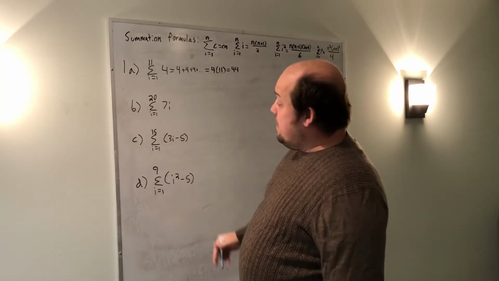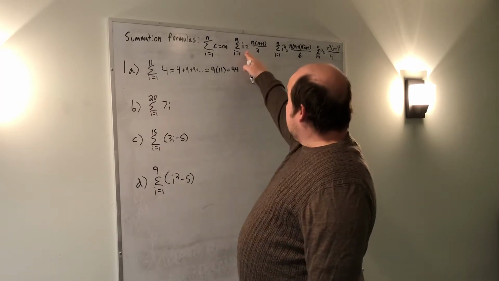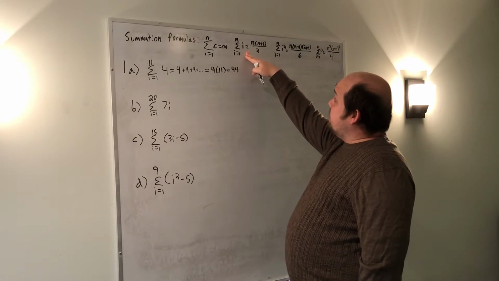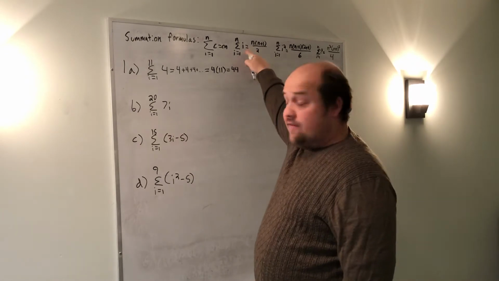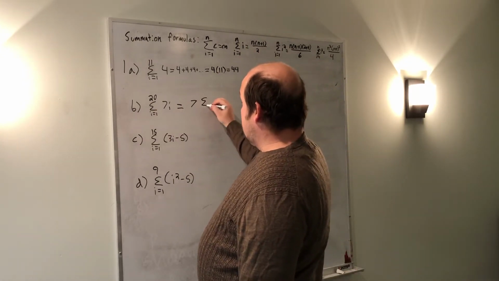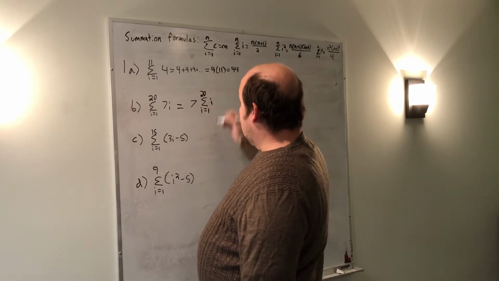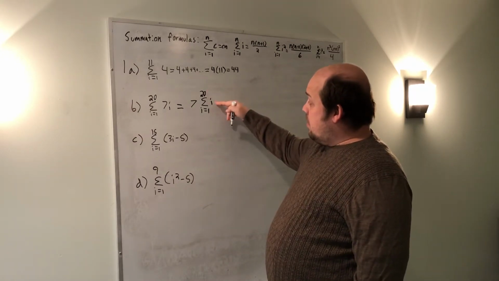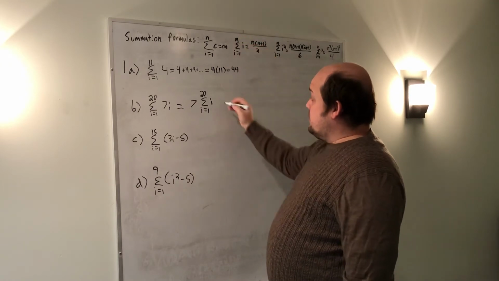When I look at b, b goes from 1 to 20 of 7i. Here, my second summation formula tells me that the sum of i equals n times n plus 1 over 2. It doesn't say anything about how to deal with 7. But really what we're going to do is take that 7 out front because it's a constant. And then we have a formula that we recognize: the summation from i equals 1 to n of i.